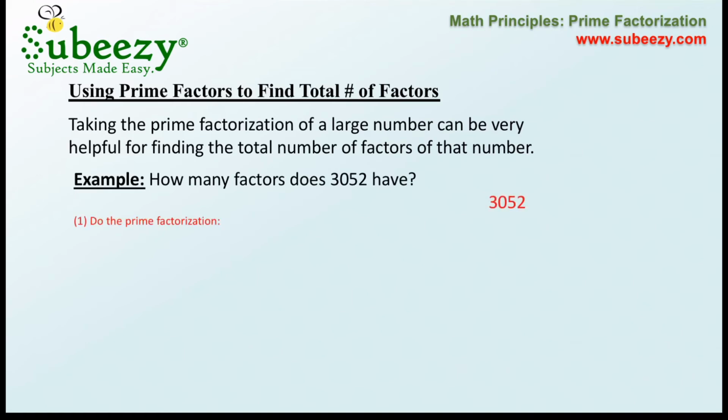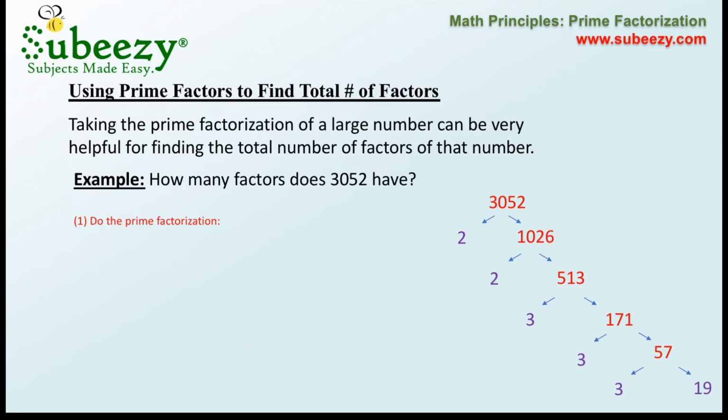So start with 3052 and pick one of the prime numbers. Recall 2, 3, or 5 are usually the easiest to start with. When we divide 3052 by 2, we get 1026. We can divide this by 2, we get 513. We can divide this by 3, we get 171. And we can divide this by 3 and get 57. 57 divided by 3 is 19, and 19 is also a prime number. So here's the prime factorization of the number 3052.